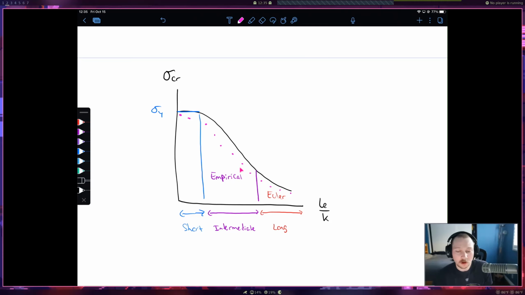Okay, for the columns, once we get into the lab, we're going to be doing intervals again. For short columns, it'll be intervals of 75 pounds. For the intermediate columns, we're going to do intervals of 50 pounds. And then for the long columns, intervals of 10 pounds, because those are going to fail so much sooner than the other columns.